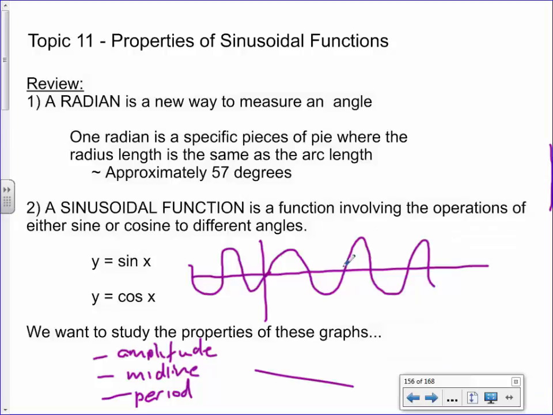Yeah, that's pretty much the best way of putting it. How high, how deep the graph happens to be. That's an amplitude. So if this is a wave that you're riding, like say you're a surfer, the taller the wave, the taller the amplitude.